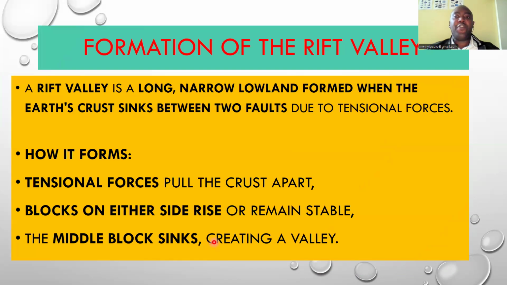Next, with formation of the Rift Valley. A rift valley is a long, narrow lowland formed when the Earth's crust sinks between two faults due to tensional forces. It's formed when tensional forces pull the crust apart. Blocks on either side rise or remain stable. The middle block sinks and it ends up creating a valley.